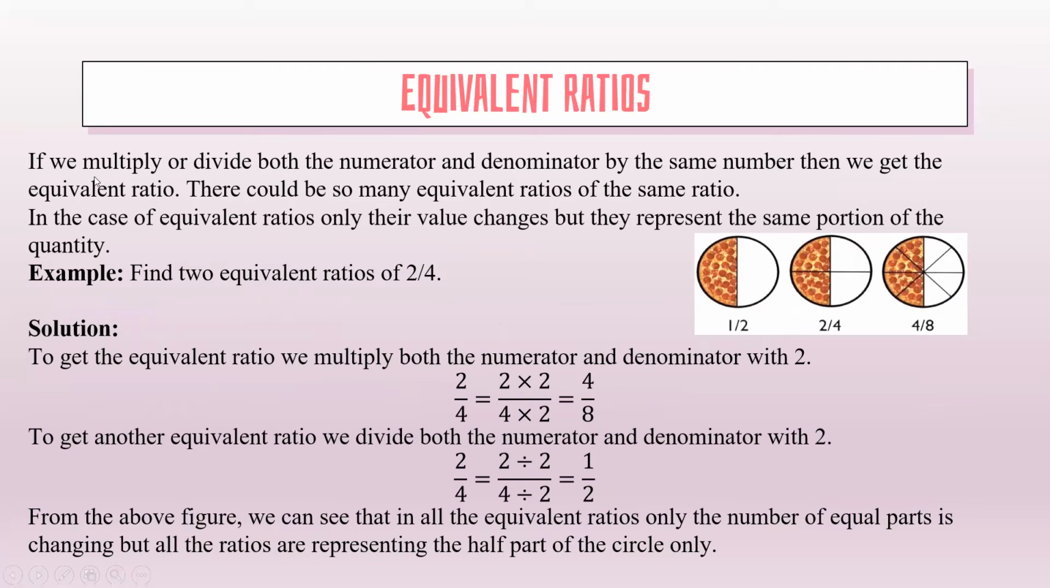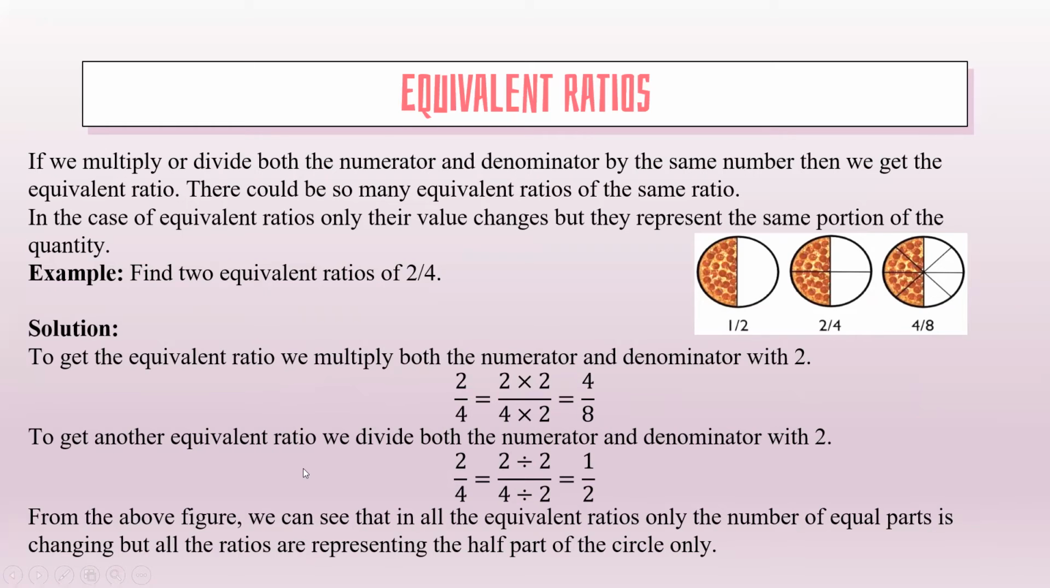Equivalent ratios. If we multiply or divide both the numerator and denominator by the same number, then we get the equivalent ratio. There could be so many equivalent ratios of the same ratio. In the case of equivalent ratios, only their value changes, but they represent the same portion of the quantity. For example, let us find two equivalent ratios of 2/4. To get an equivalent ratio, we multiply both the numerator and the denominator with 2. 2/4 is equal to 2 multiplied by 2 divided by 4 multiplied by 2. This gives us the answer 4/8.